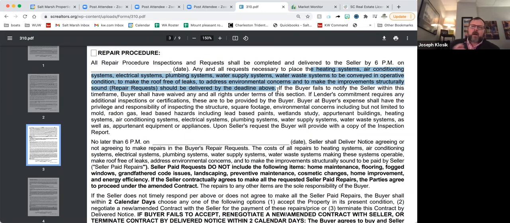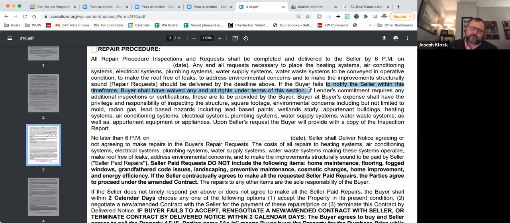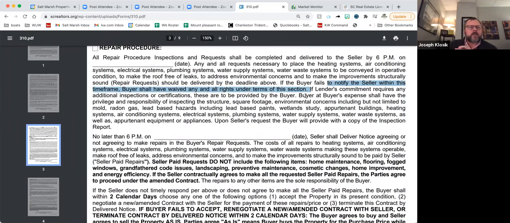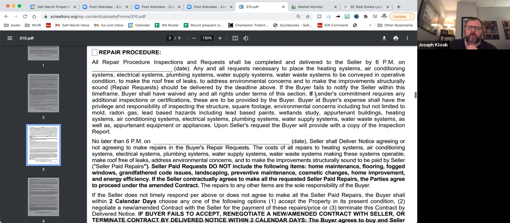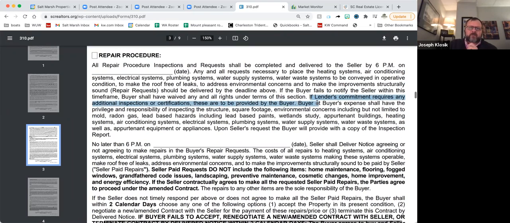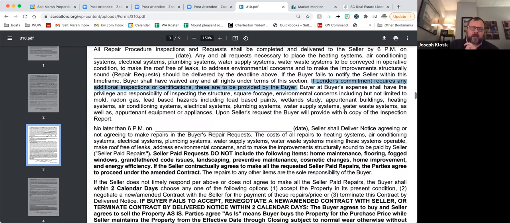Okay. Now, if the buyer fails to notify the seller within this time frame, the buyer has waived any and all rights under this section. Okay, that's probably not going to happen unless you get an inspection report that says, hey, nothing's coming up under all of these. If lender's commitment, this goes to Nancy's situation before, if lender's commitment requires any additional inspection or certification, these are to be provided by the buyer. Technically should be provided during the same time. However, it doesn't state that in there. It's a part of this that's a little bit of an error.